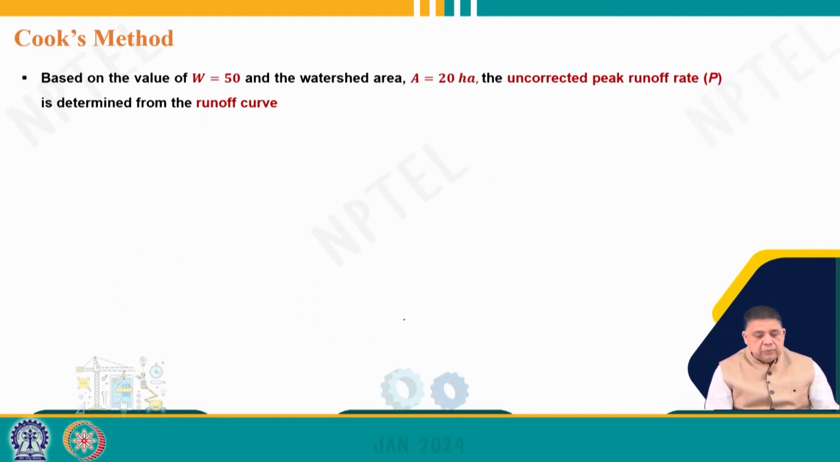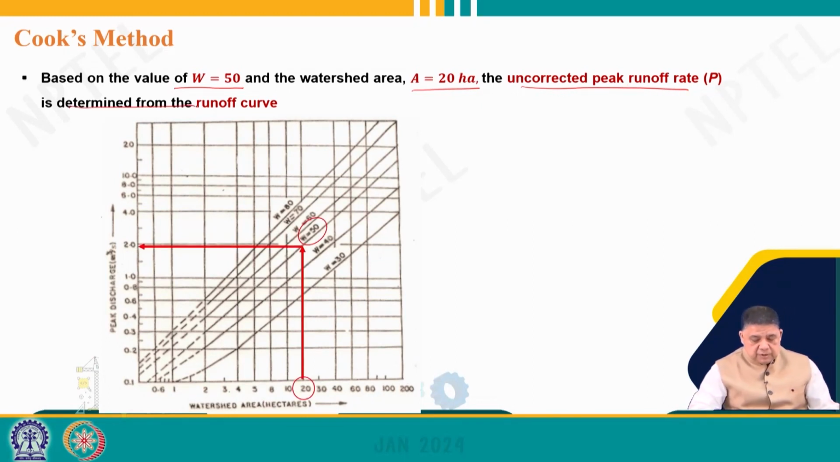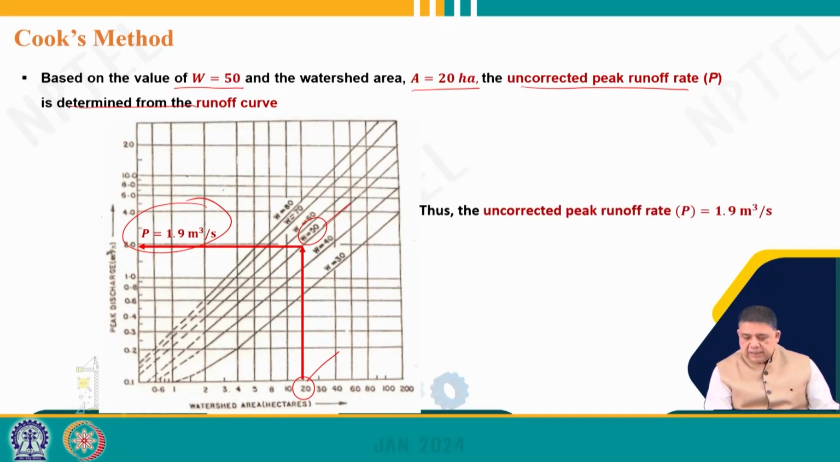Now, knowing the watershed area of 20 hectares and the W value of 50 which we have obtained, using the curve we can get the uncorrected peak runoff rate. So, here W equals 50, watershed area is 20. The value of P we get is 1.9 cubic meter per second. So, the uncorrected peak runoff rate is 1.9 cubic meters per second.